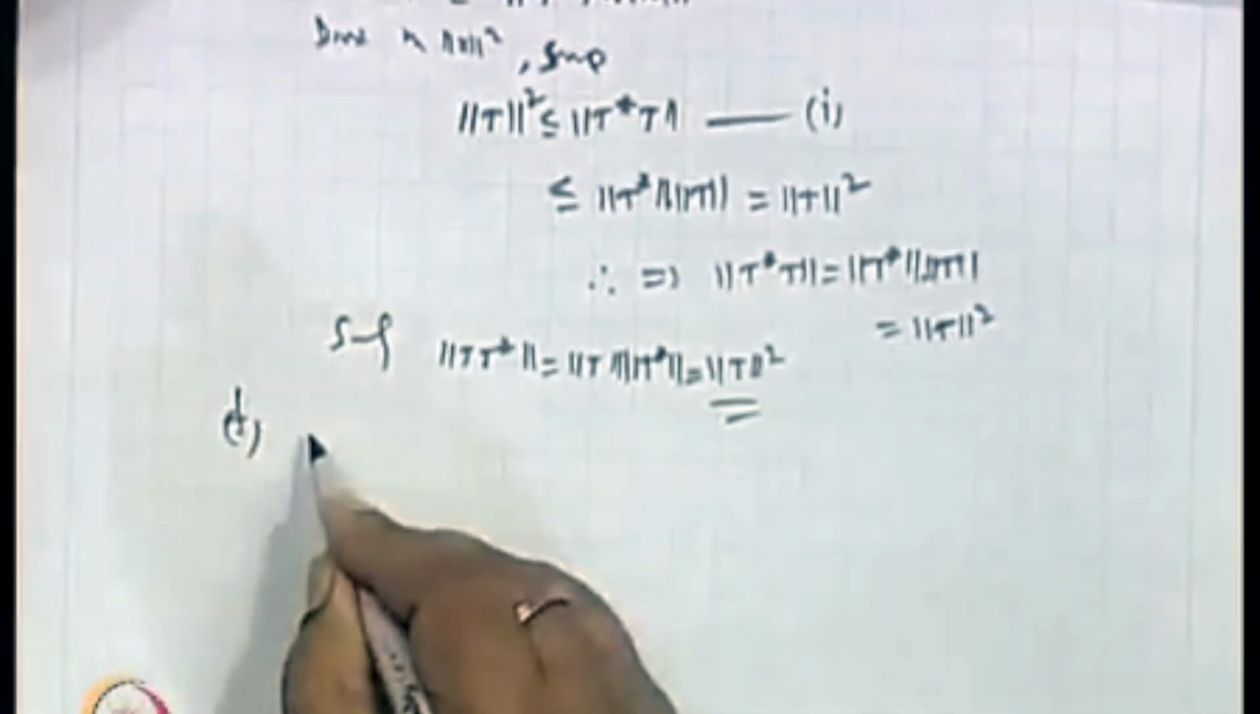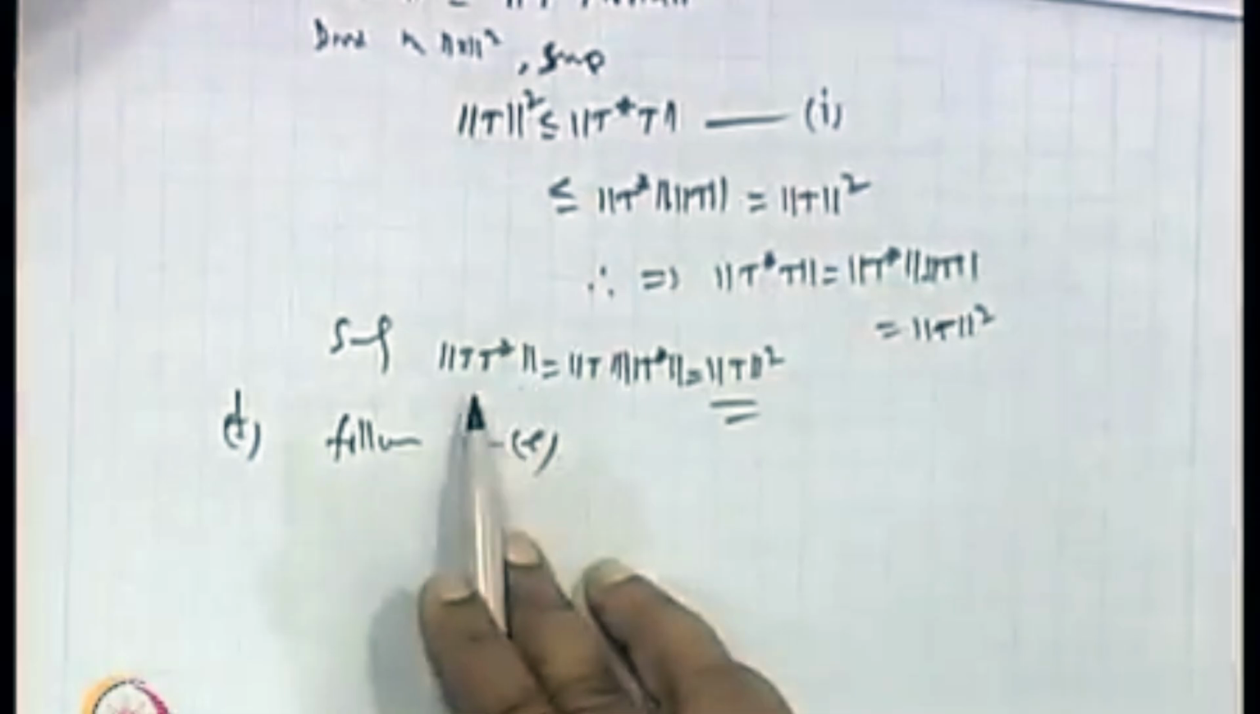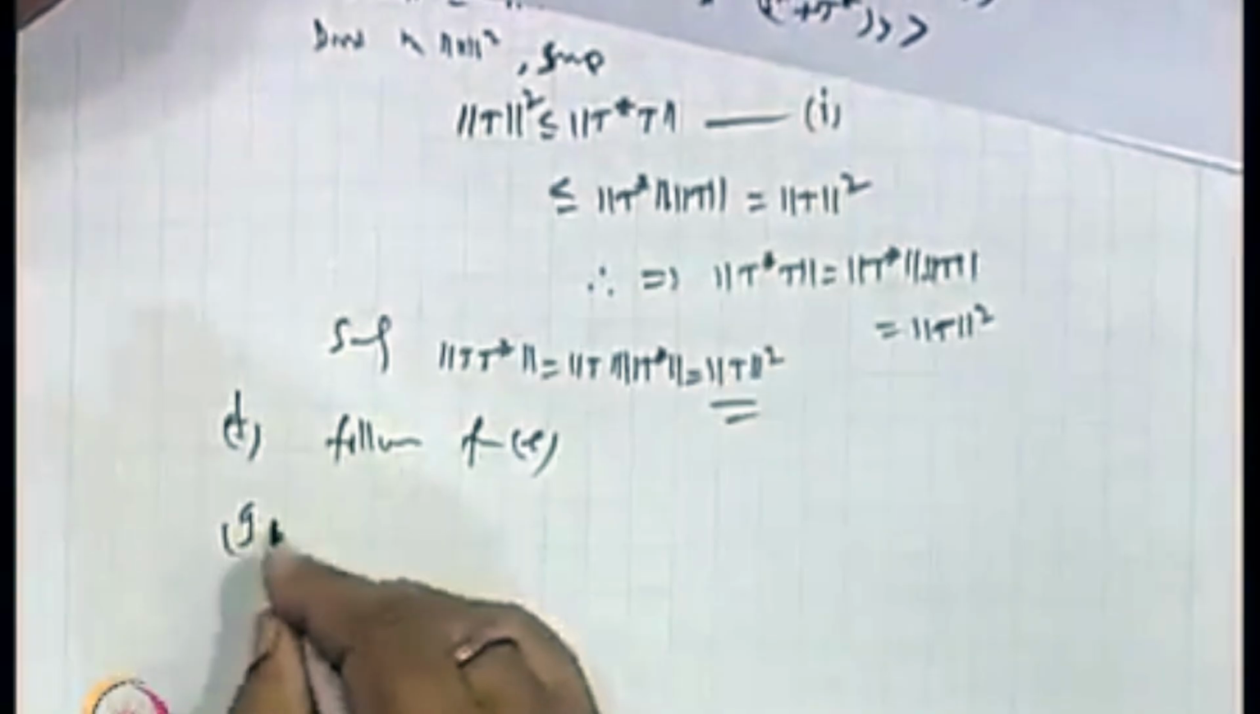Now what else is left? Sixth: T T star equal to 0. This follows from E. Why? If T T star is 0, automatically T will be 0 and vice versa. So nothing is there. And G, S T star, this we have to show.